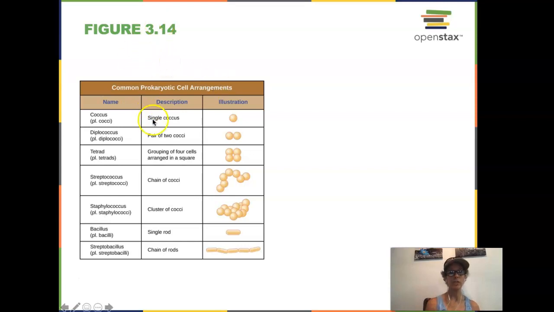So you could have a single coccus, you could have diplo, di meaning pairs, you could have tetrads where you have fours, strepto, chains, staphylo, clusters. And you could have similar descriptions for bacillus. You could have singles, you could have streptobacillus, you can have staphylobacillus.